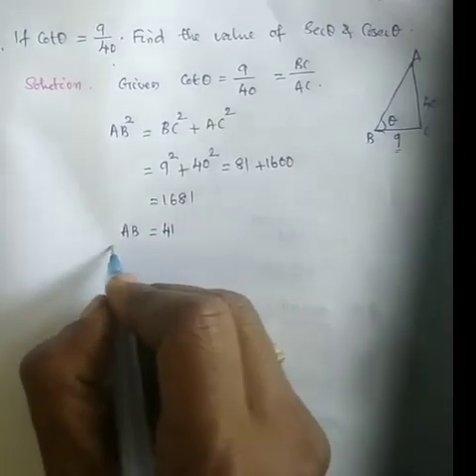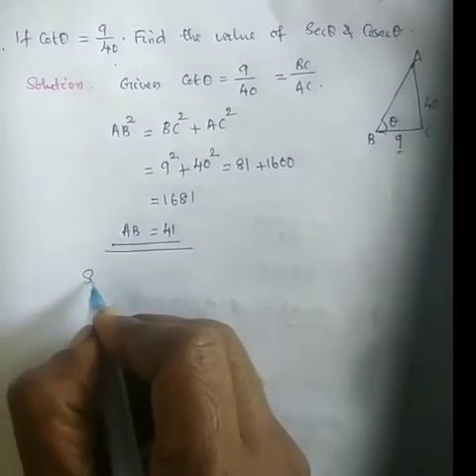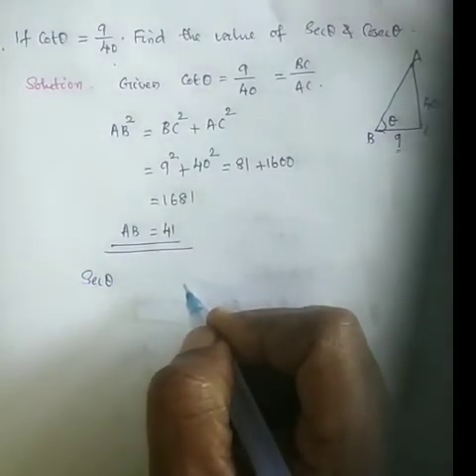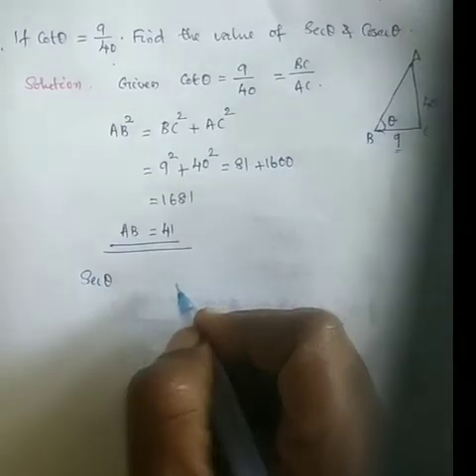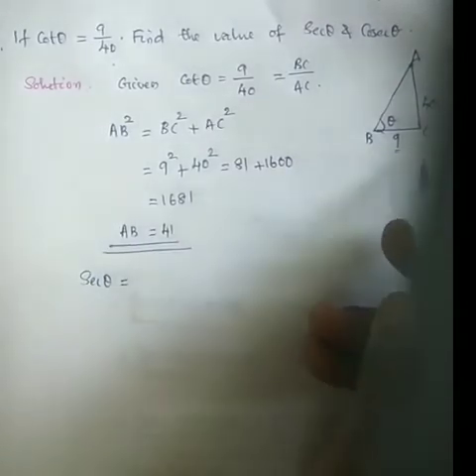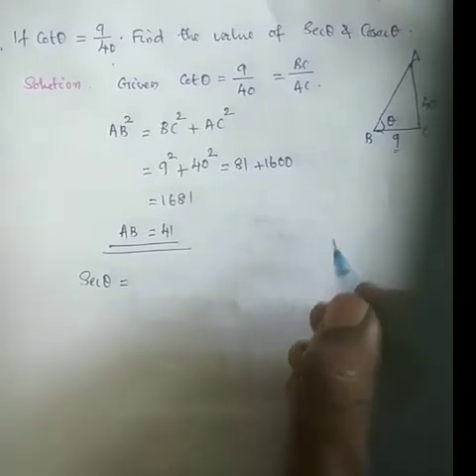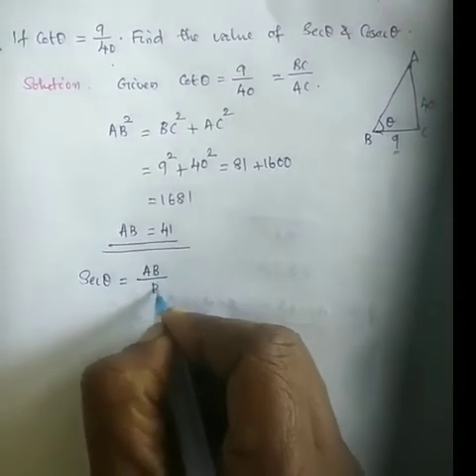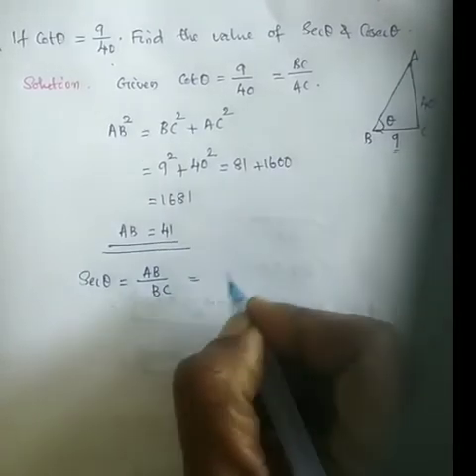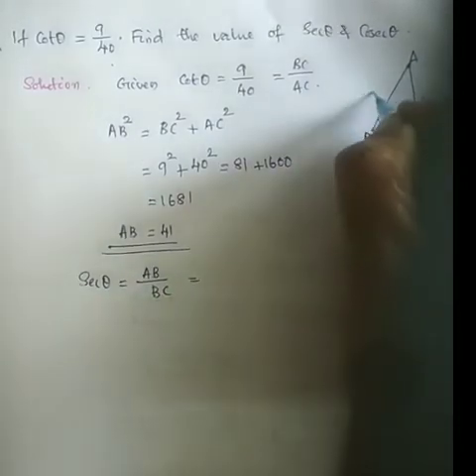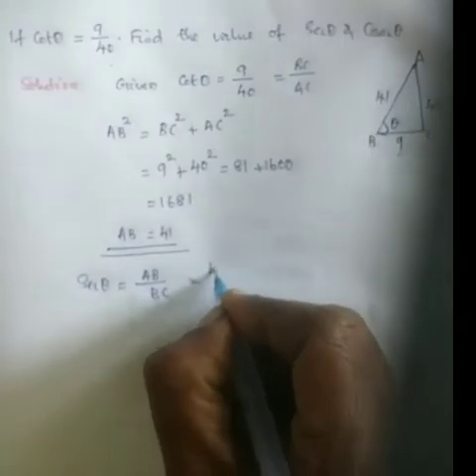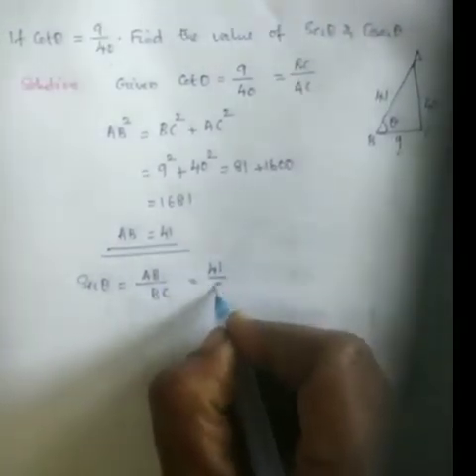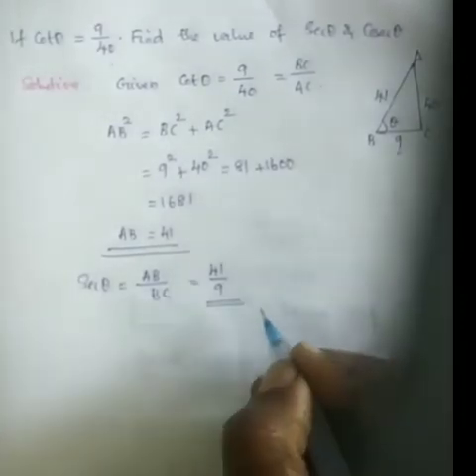Then what is sec theta? If the sides of the triangle are known, then what is sec theta? Using this triangle we can rewrite it as AB by BC. What is the value of AB? It is 41 and BC is 9. So sec theta is 41 by 9.